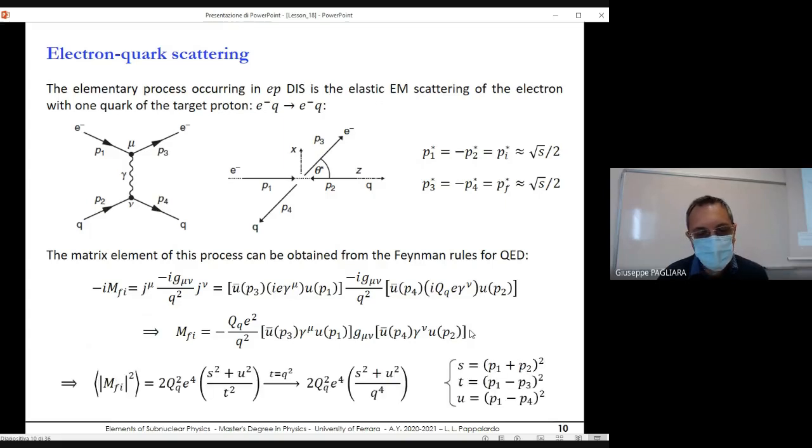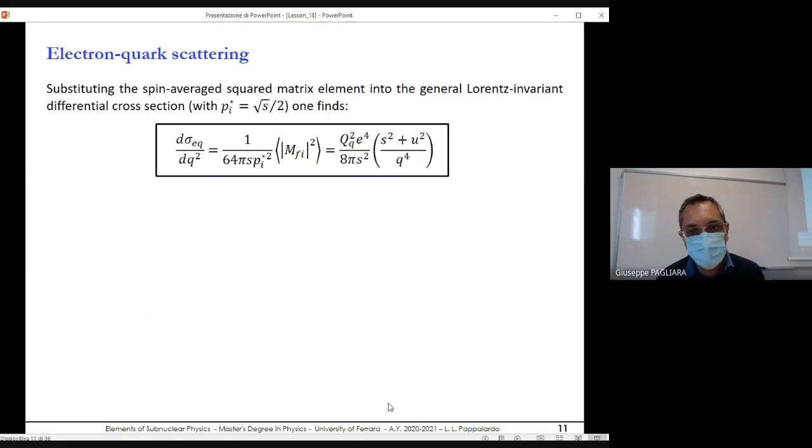Now, as we have seen already in QED, we can calculate the spin-averaged squared matrix element, which can be expressed in terms of the Mandelstam variables that you see here for reference. We realize that this is a t-channel process, so the t corresponds to the Q square of the process, and so we can just substitute t squared with Q to the 4 here. Once we have this quantity in hand, we can put it inside the formula for the cross-section, and so we can obtain our differential cross-section in this way.